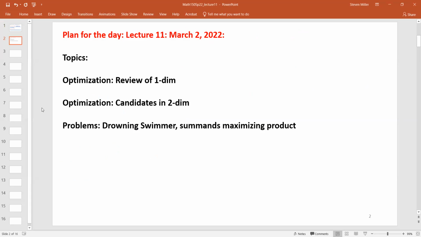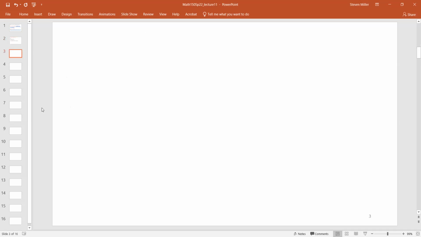And then for the most part, I think the video did the drowning swimmer problem. So how many of you have done index of refraction in physics? This should look very familiar in terms of the path that the lifeguard takes; it is exactly what happens when light goes from one medium to another. So what I'll probably do is a different problem. I'll probably do the Summons maximizing product. All right, so let's review one dimension.